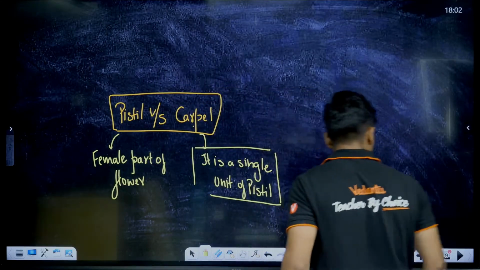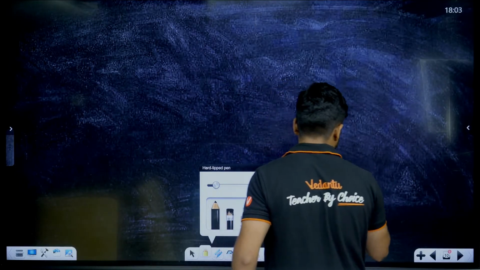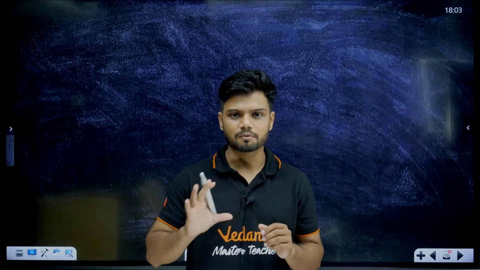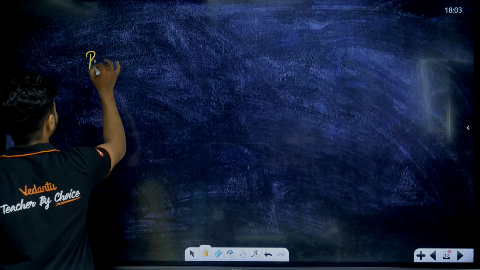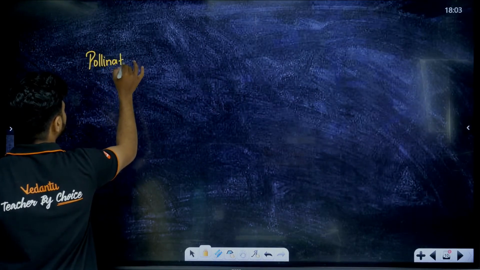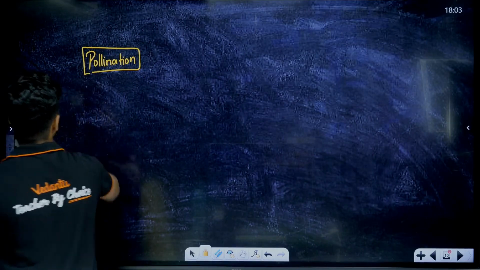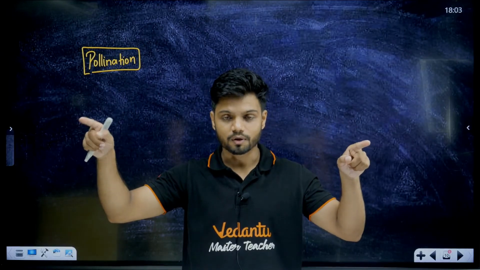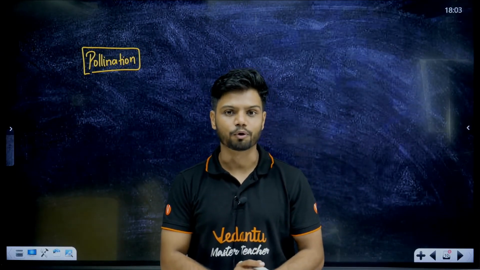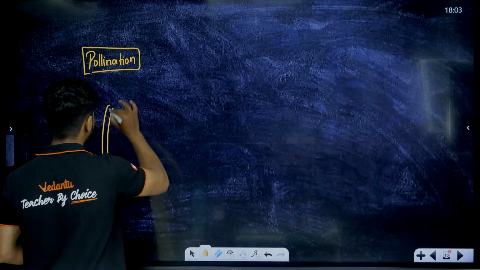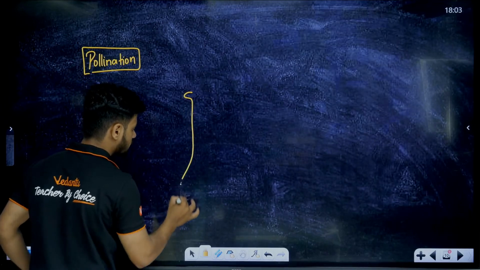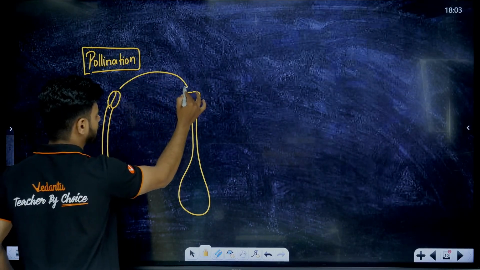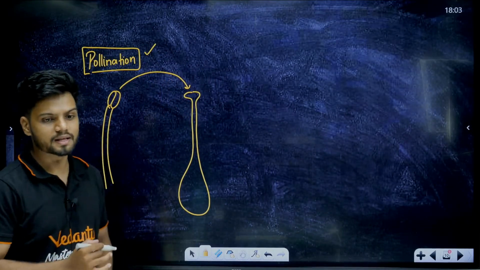Now let's understand something called pollination. Very easy. Nothing too much to teach here. Can anyone remind me what pollination is? Pollination is nothing but transfer of pollen grains from the anther to the stigma of a flower. Transfer of pollen grains from the anther to the stigma is called pollination.